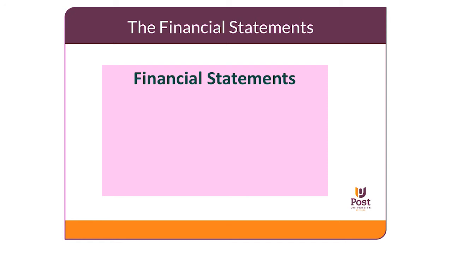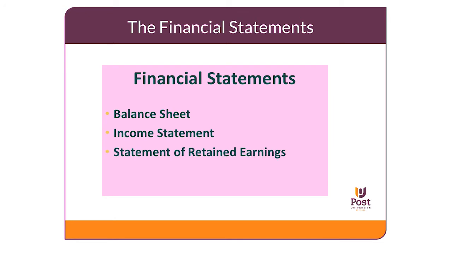A complete set of financial statements consists of 4 reports. 1, the balance sheet. 2, the income statement. 3, the statement of retained earnings. And 4, the statement of cash flow. You need all 4 to get a clear picture of your company, as each one shows it from a separate view.